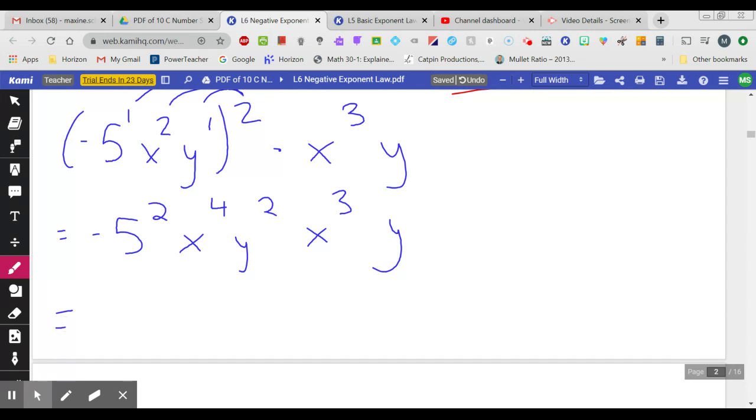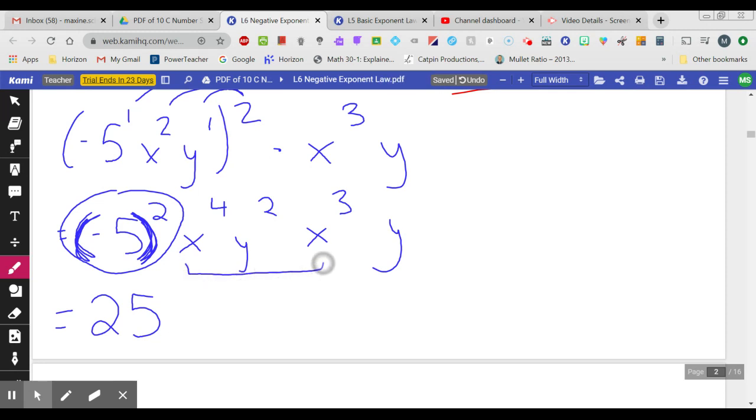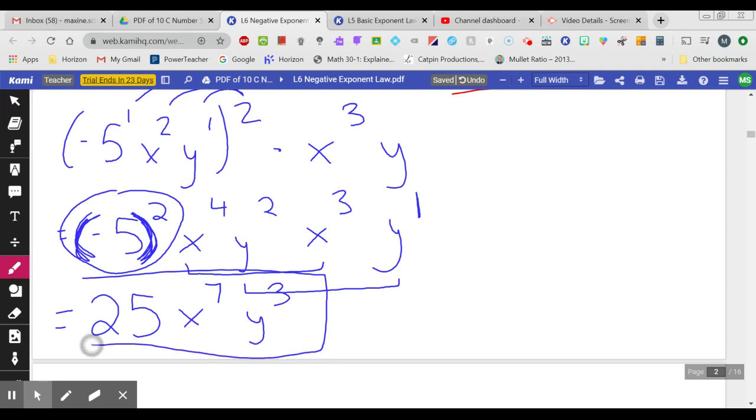Okay, now we talked about this on the very first day. Negative 5 squared, when you plug that into your calculator, you have to put brackets around that base. So negative 5 squared, or negative 5 times negative 5 is 25. Now with our letters, we're going to use our exponent laws. So I'm multiplying. So 4 plus 3 is 7. 2 plus 1 is 3. So 25, x to the 7th, y cubed.